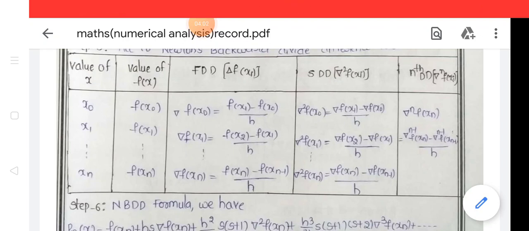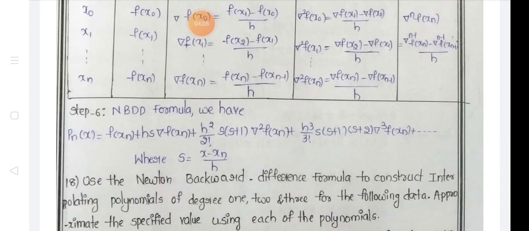Step 6. Newton backward divided difference formula. We have Pn of x is equal to f of xn plus h s delta f of xn plus h square by 2 factorial s into s plus 1 delta square f of xn plus h cube by 3 factorial s into s plus 1 into s plus 2 delta cube f of xn plus and so on, where s equals x minus xn by h. Repeat once again the formula.